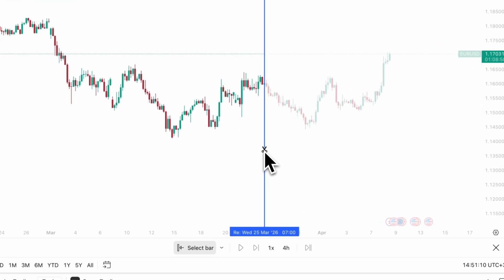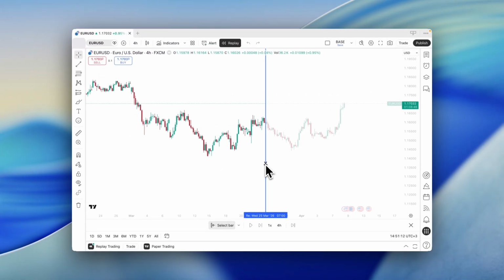Now, immediately you can see that the right-hand side of my screen is now blurred. The reason is that the right-hand side of the screen are the candlesticks which will be replayed. So we will be starting off at this cutoff point. But as you can see, if I move my mouse towards the left, more area is covered, and if I move it towards the right, less area is covered.